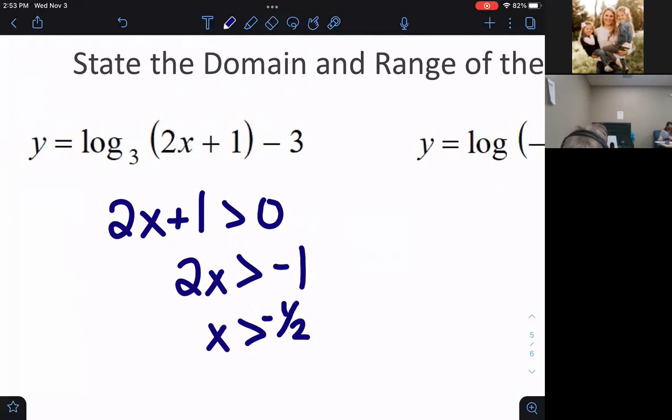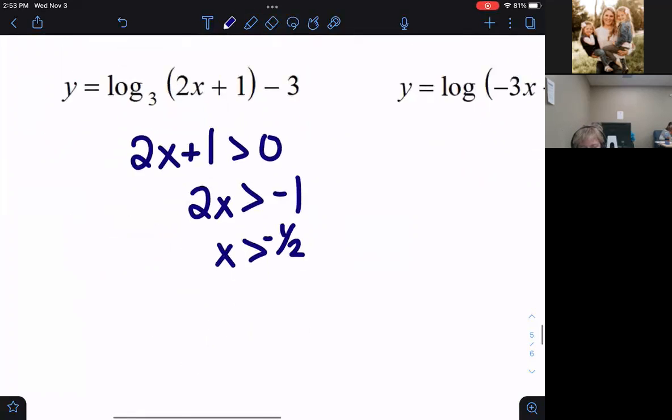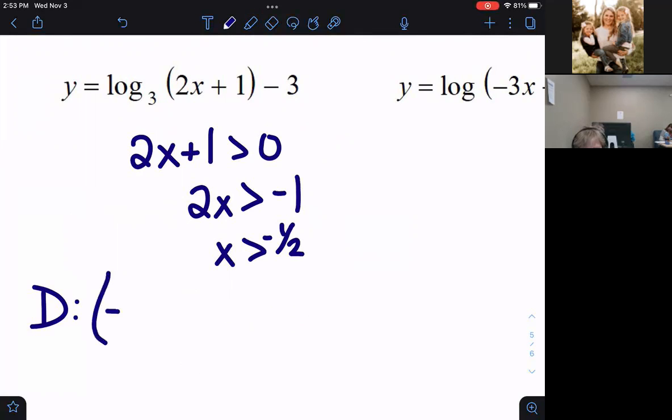So when you take the parentheses, the 2x plus 1, set it greater than 0, you would subtract 1 from both sides to get 2x is greater than -1. Then you're going to divide both sides by 2. That'll give you x is greater than -1/2. So for my domain, any x value that is greater than -1/2 will be a solution. So that would be numbers starting at -1/2 all the way to positive infinity because it's going greater than.